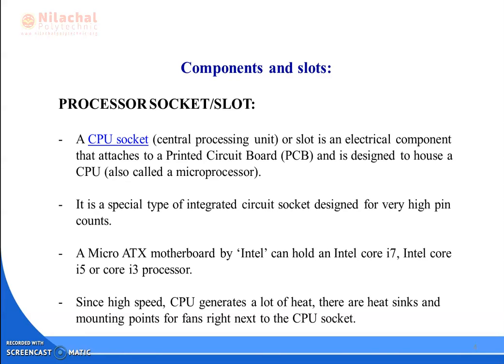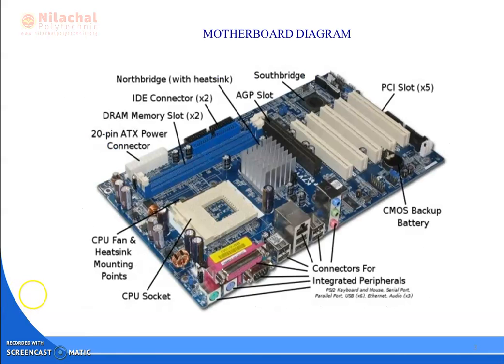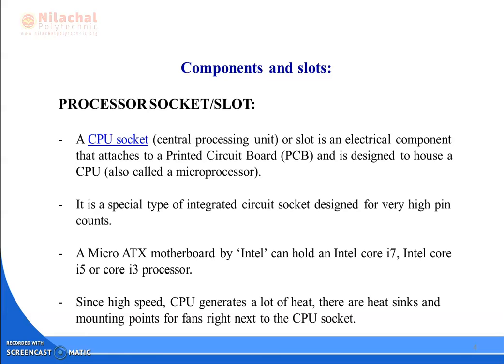Since high speed is generated during the processing of any operation in the system, the CPU normally generates a lot of heat. So there is a heat sink and mounting point pins for the fan right next to the CPU socket. Here in the diagram there is a CPU slot, and beside it there are the CPU fan and heat sink mounting points in order to reduce the generation of excess heat.